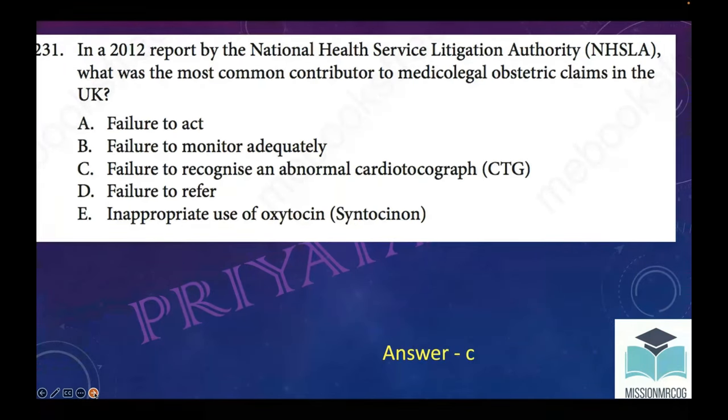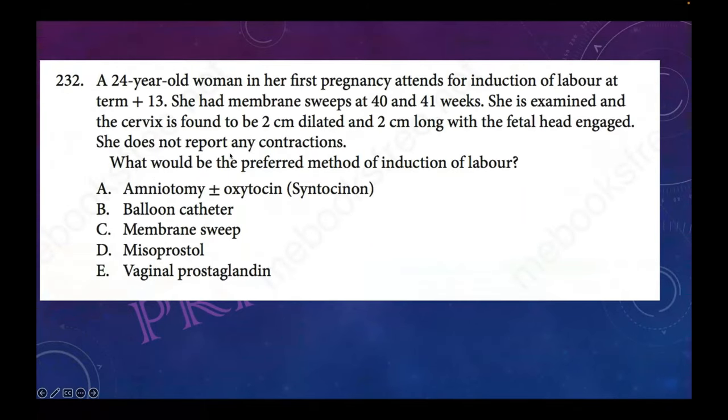Now, the patient has come for induction of labor, cervix 2 cm dilated and 2 cm long with the fetal head engaged. So what will be the method? And what is the new update in the new guideline?